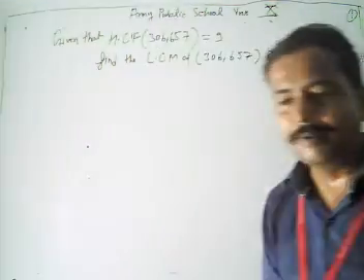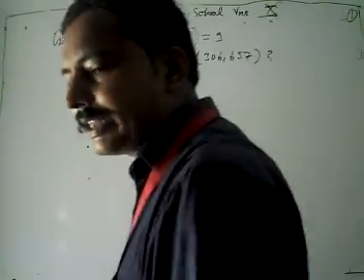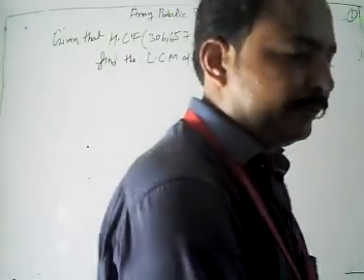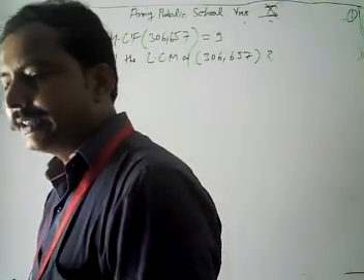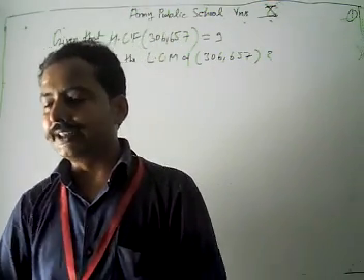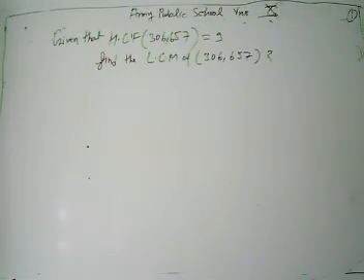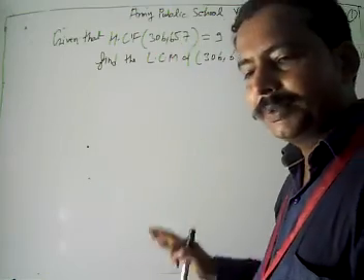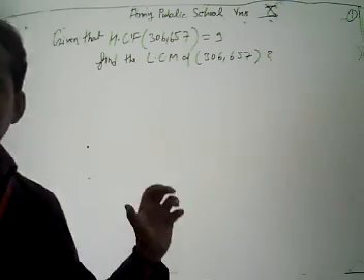Now it's given there that the HCF of two numbers is 9. Then we have to find the LCM of these given numbers. In the previous example we verified that the product of HCF and LCM of two numbers is always equal to the product of the numbers. We are going to use that verification concept here. We have two numbers, 306 and 657, whose HCF is 9, and we have to find the LCM.